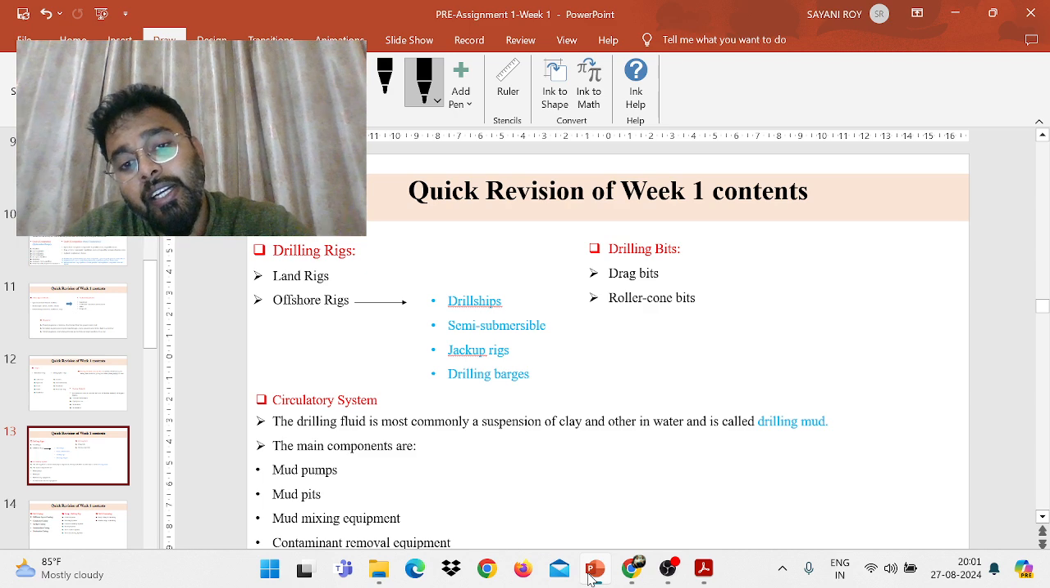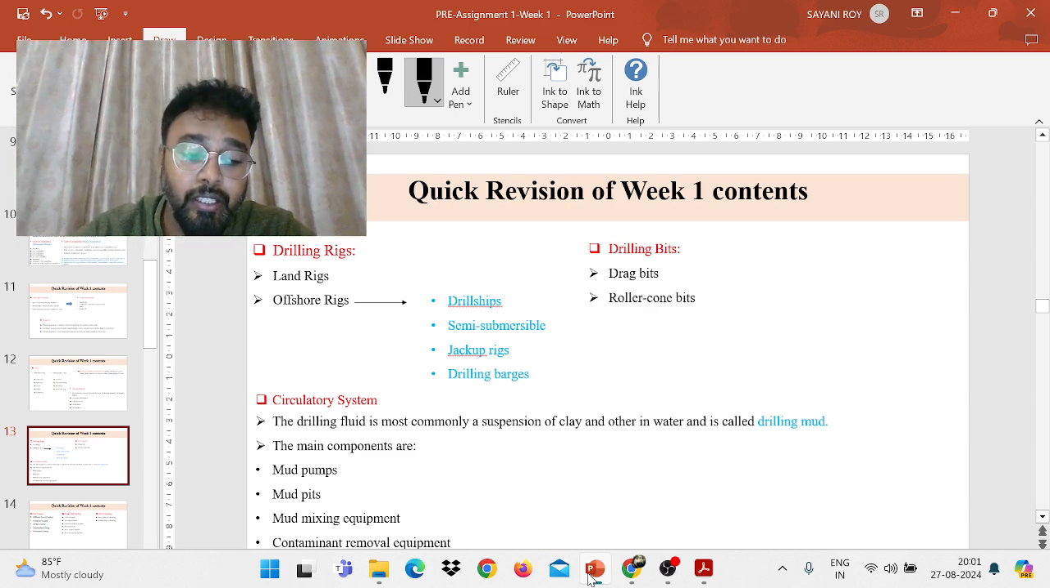Then the main type of drilling that we use in our petroleum industry is the rotary drilling system, in which we use roller cone bits and sometimes drag bits also. Drag bits are mainly used where the soil is very hard and sticky. Roller cone bits are used for cutting medium to hard types of rocks.